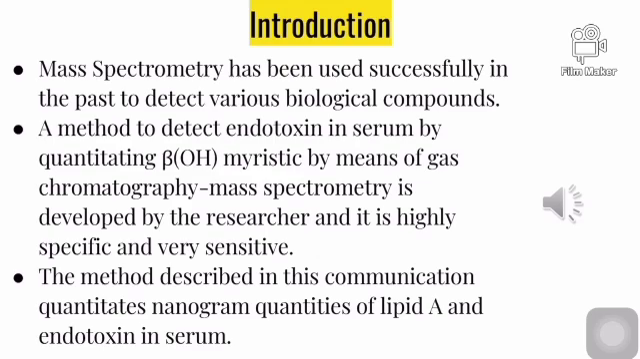Introduction. Mass spectrometry has been used successfully in the past to detect various biological compounds. A method to detect endotoxin in serum by quantitating beta-hydroxymyristic acid by means of gas chromatography mass spectrometry is developed by the researcher, and it is highly specific and very sensitive. The method described in this communication quantitates nanogram quantities of lipid A and endotoxin in serum.